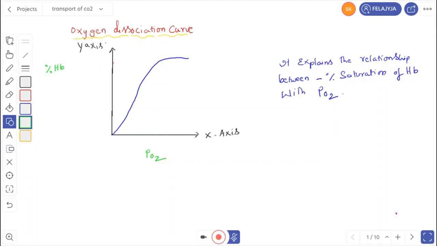So let us see at which partial pressure how much of hemoglobin is getting saturated. So that is the point we are going to see now.